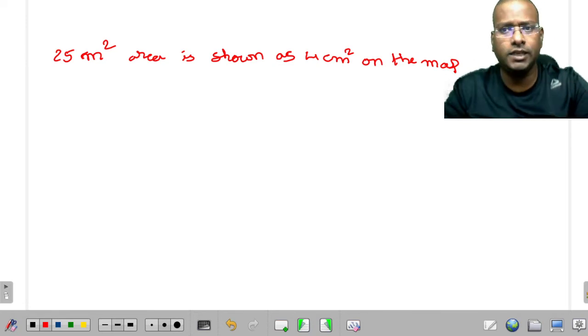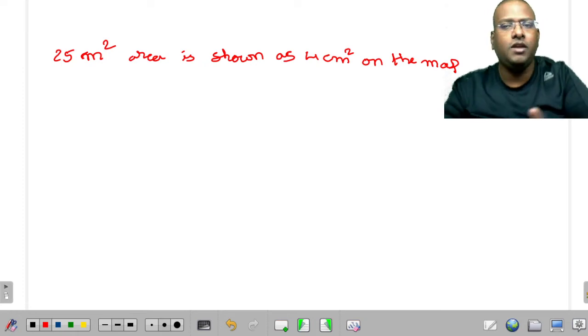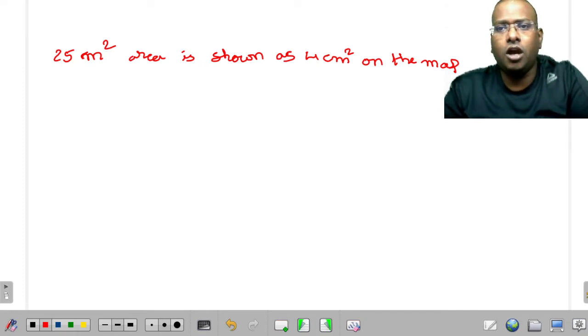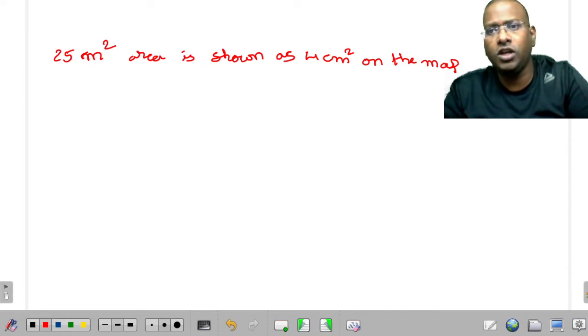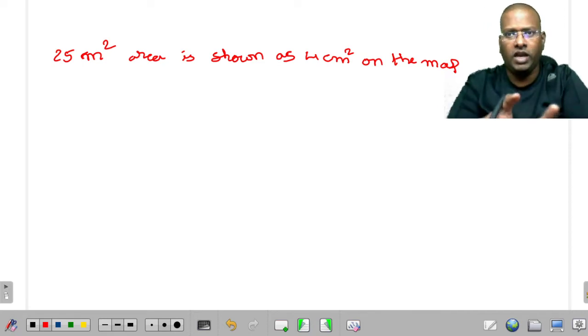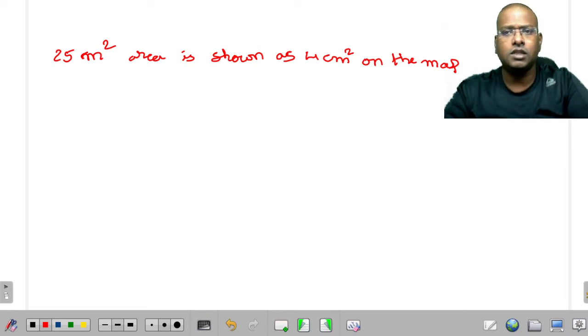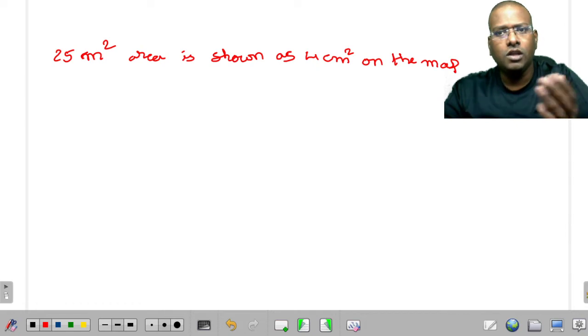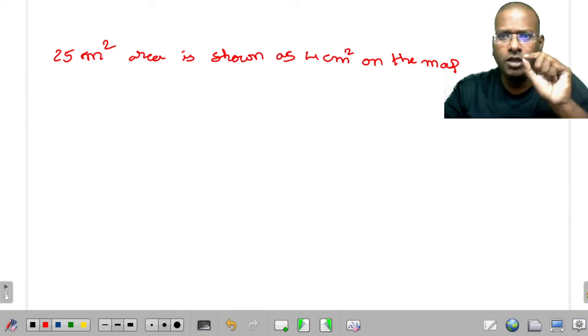So some drawing is there. Let us consider it is an area of my building, the plot, with different elements. Let us consider it is a room whose area is 25 meters square. The room is shown, as you can observe in building plans given by various real estate people, in the diagram. If you measure that, it is 4 centimeters square.